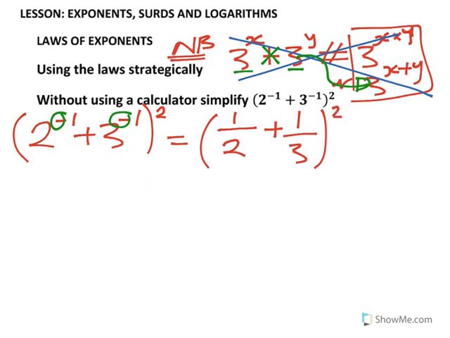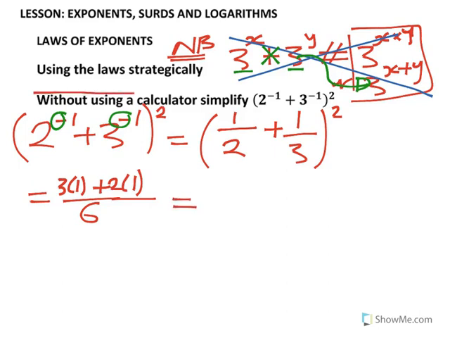When you do that, you're going to say equal to, what is 1 over 2 plus 1 over 3? The common denominator there is 6. 6 over 2 is 3, plus 1, and 6 over 3 is 2, plus 1. Why am I doing this? You could have said, why don't you use a calculator? Because they said without using a calculator.